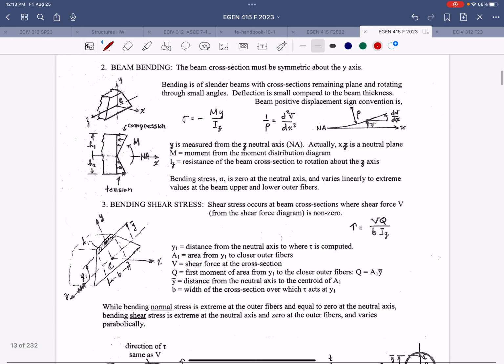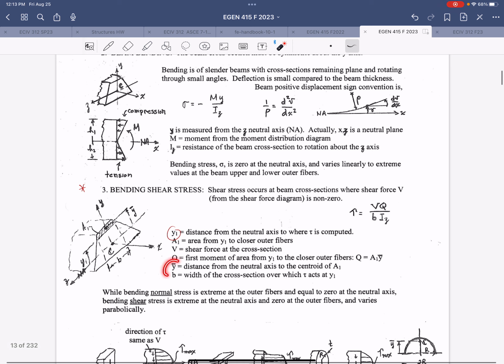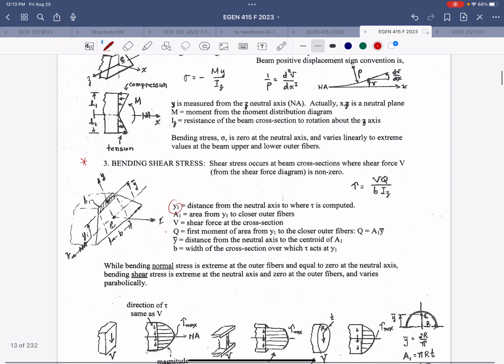And then here's where you can find a refresher on bending shear stress and how you calculate that first moment of the area. So this Y1 is a variable distance, and it's always measured from the neutral axis to the point where the shear stress is being calculated. And then that area A1 is defined based on that position. Then Y bar is also dependent on Y1. It's the distance from the neutral axis to the centroid of that area. So I'll just note that these two vary with Y1, which is your variable.